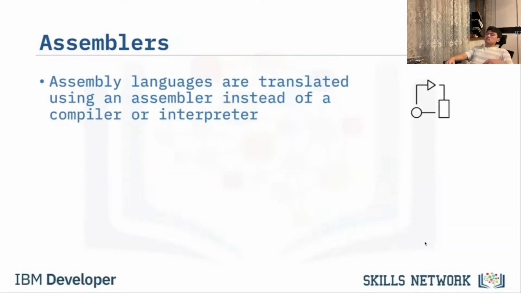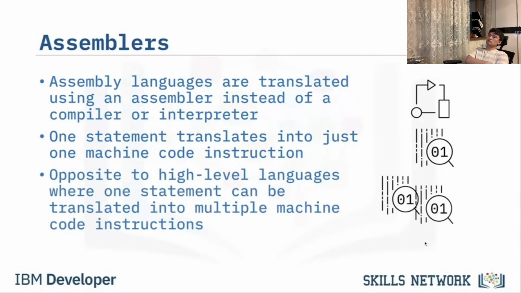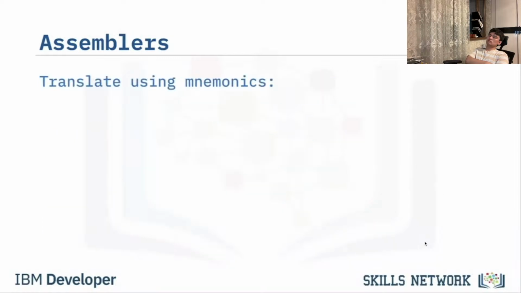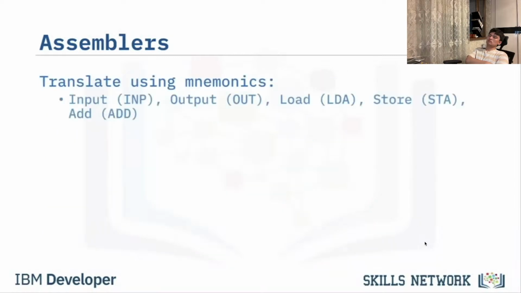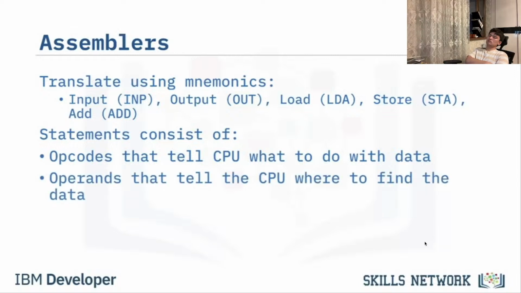One other key difference with assembly languages is that they are translated using an assembler instead of a compiler or interpreter, and one statement translates into just one machine code instruction, as opposed to high-level languages where one statement can be translated into multiple machine code instructions. Assemblers translate assembly language into machine code using mnemonics, such as input INP, output OUT, load LDA, store STA, and add ADD. The statements consist of opcodes that tell the processor what to do with the data, and operands that tell the processor where to find the data.